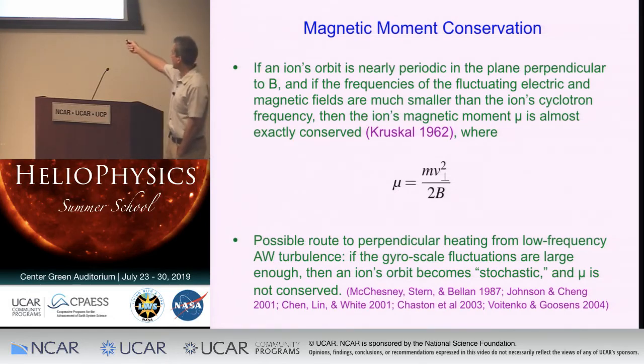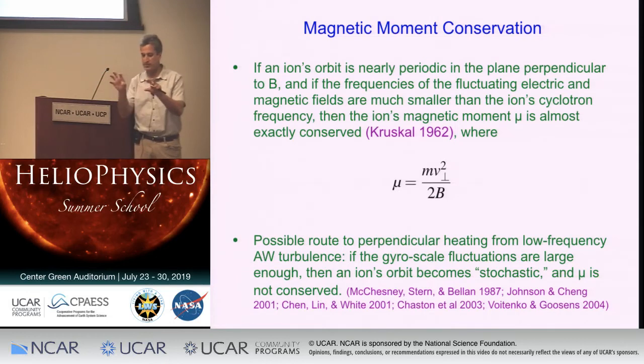So we don't have the high frequencies, but let's look at that other little clause up there. If an ion's orbit is nearly periodic in the plane perpendicular to B, when would that be the case? Well, if there was a uniform magnetic field, we have a periodic circular motion. If we have small-amplitude waves, it would be close to nearly periodic. But what if we crank up the amplitude of the turbulence, particularly the amplitude of the turbulence that varies over distances perpendicular to the field comparable to the gyro radius? Well, that could adjust this quasi-periodicity. That's the essence of stochastic heating.